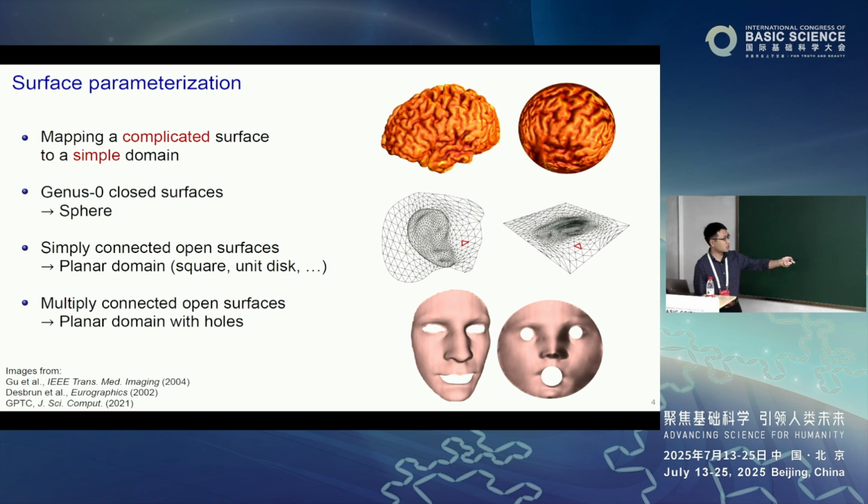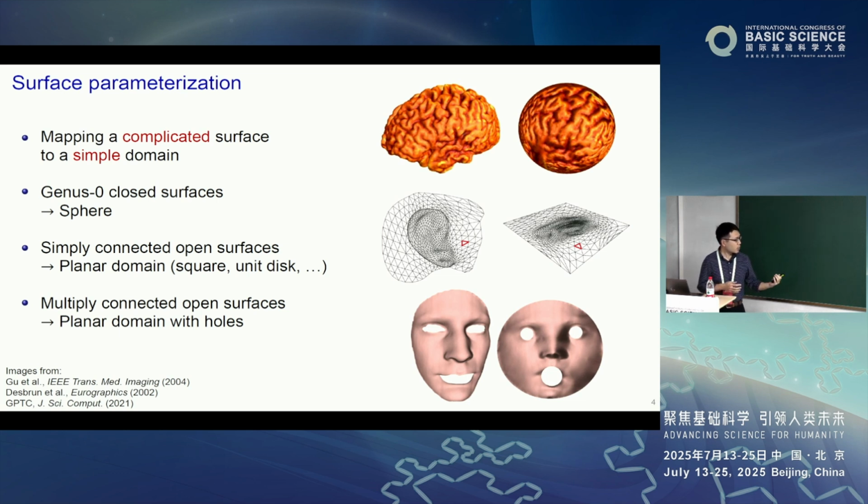For example, if we have a genus zero closed surface, which is a topological sphere, then in that case we may want to map it to just the unit sphere, which is the most natural choice. And if we have some simply connected open surface, that means a surface like this with one single boundary, then we may want to map it to some planar domain. In that case, there are actually many different choices. We can have squares, we can have the unit disk, or we can have some more arbitrary planar domains. As long as they are topologically equivalent to this simply connected open surface, that may be one suitable choice for some applications.